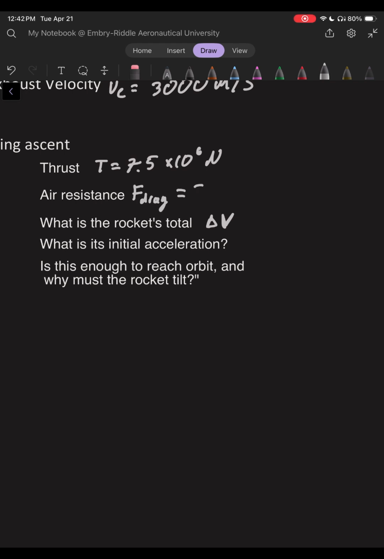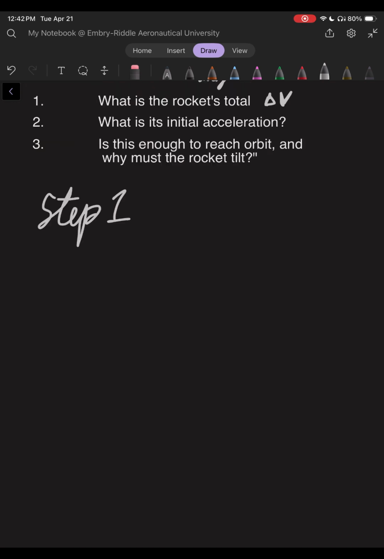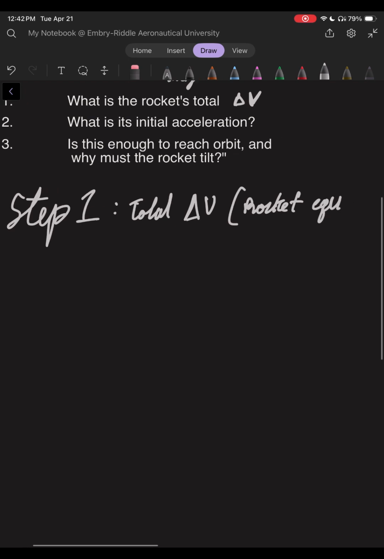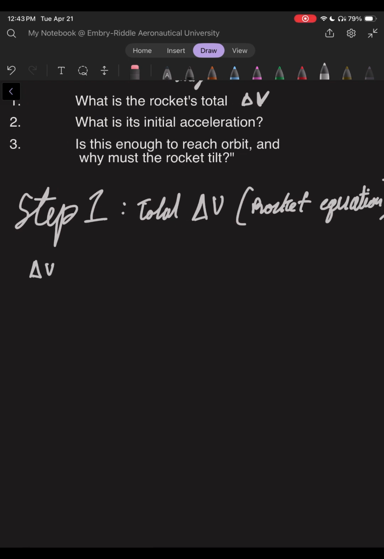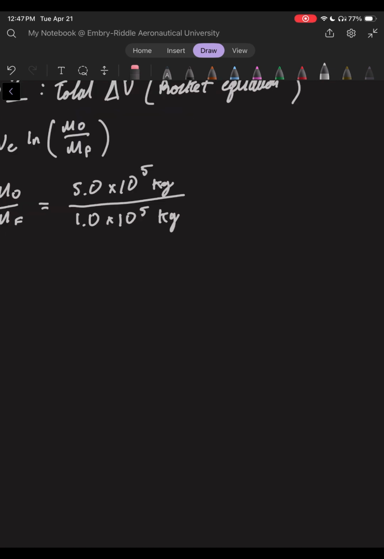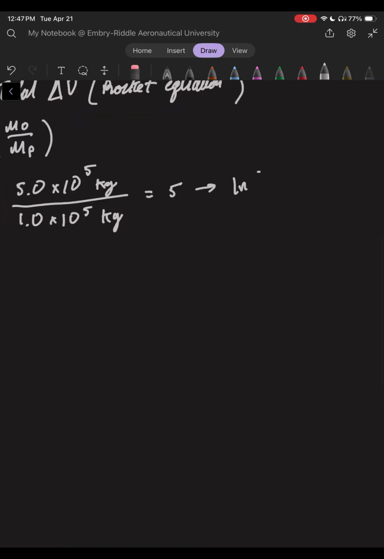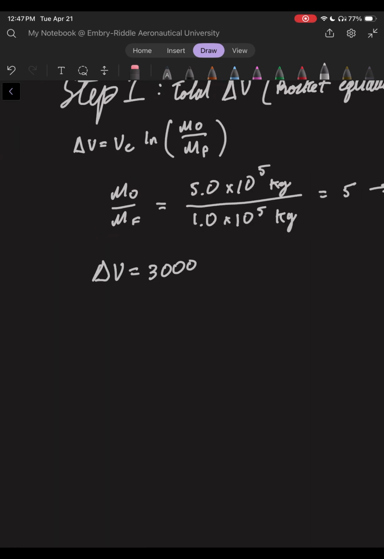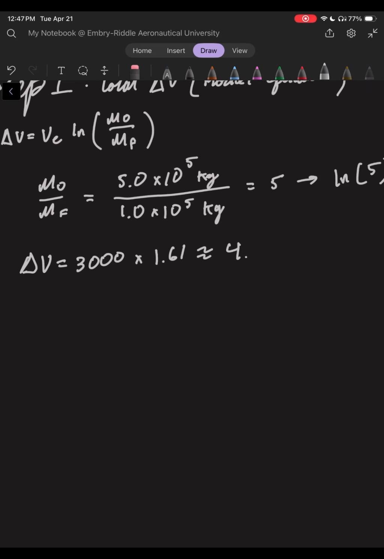First, we want to figure out how much total velocity this rocket can gain. That's what delta V represents. Using the rocket equation, we take the ratio of the initial mass to the final mass. In this case, 500,000 divided by 100,000 gives us 5. Then we take the natural logarithm of that ratio, which is about 1.61, and multiply it by the exhaust velocity. That gives us a total delta V of about 4.8 kilometers per second.